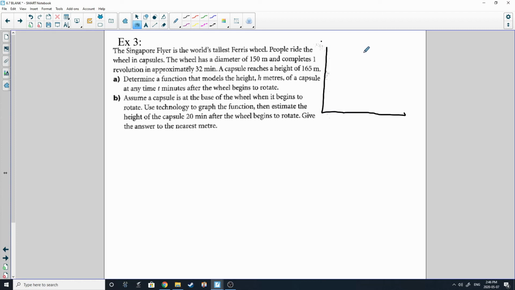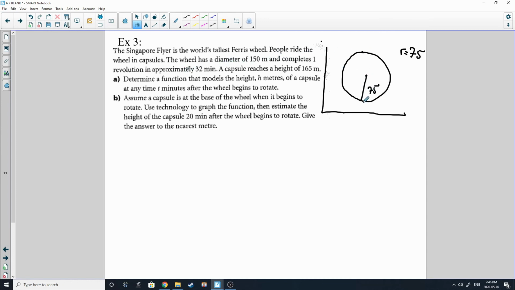So we got this Ferris wheel, and it is a diameter of 150. That means the radius is half of that, or 75. All right. Now, it says it completes 1 revolution in approximately 32 minutes.